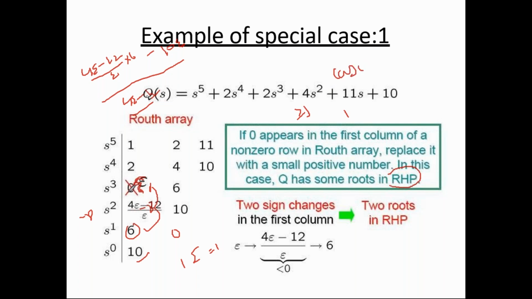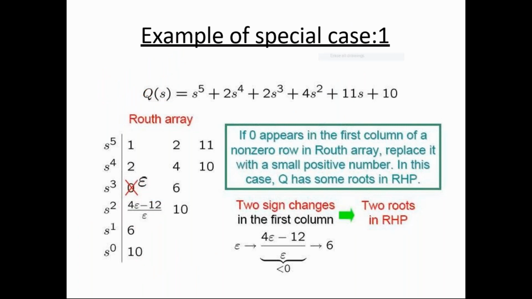In case 1, some value becomes 0. If we put epsilon in the place of that 0, we get an equation like this. In this equation, if you substitute epsilon equal to 1, epsilon should be 1 or greater than 1. It should never be 0 or a negative value. Then if you substitute this value here, whatever value you get, sometimes if you get a positive value, it becomes an unstable condition. But in this case you are getting a minus value, right? So that's why there are two sign changes in the first column, and two roots are on the RH side. Okay, so this is case 1.